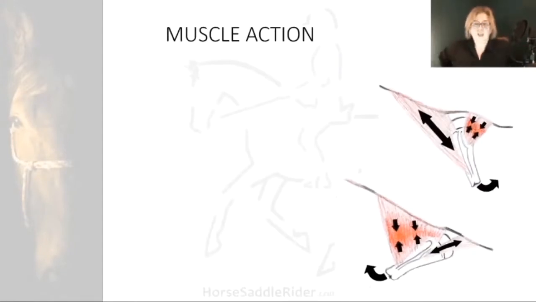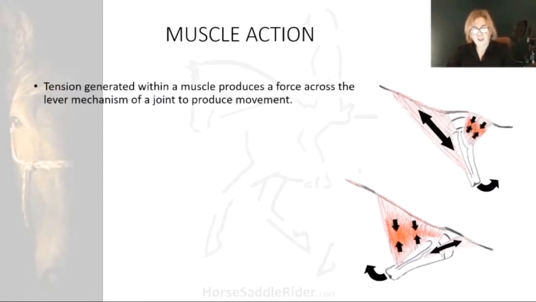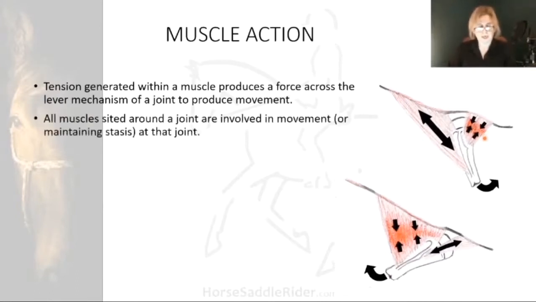So let's review muscle action very briefly. Tension generated within a muscle produces a force across the lever mechanism to produce movement within a joint. So the scapula, strictly speaking, doesn't have a joint because there's no clavicle, but just bear with me for a moment, because the scapula is a very easy example to illustrate muscle action. So first, we need tension. We need the motor neuron via a muscle motor unit junction to contract the muscle. And all muscles sited around a joint are involved in movement or maintaining stasis at that joint.